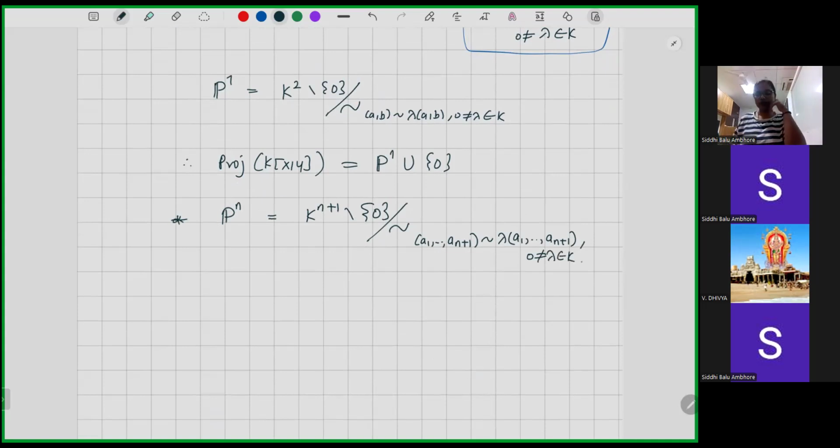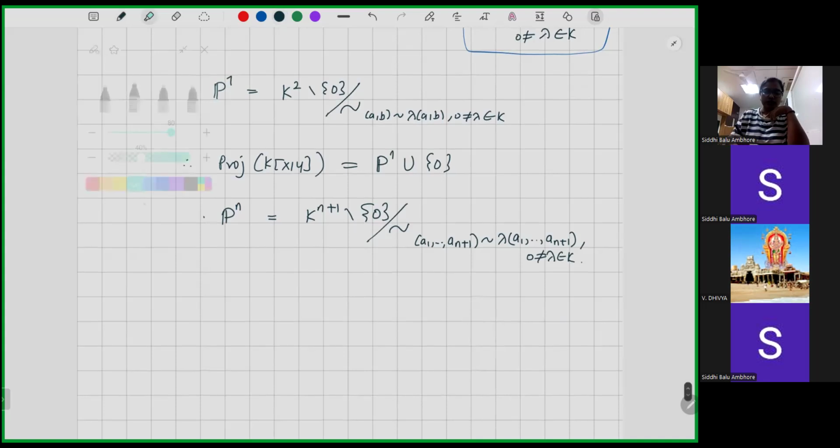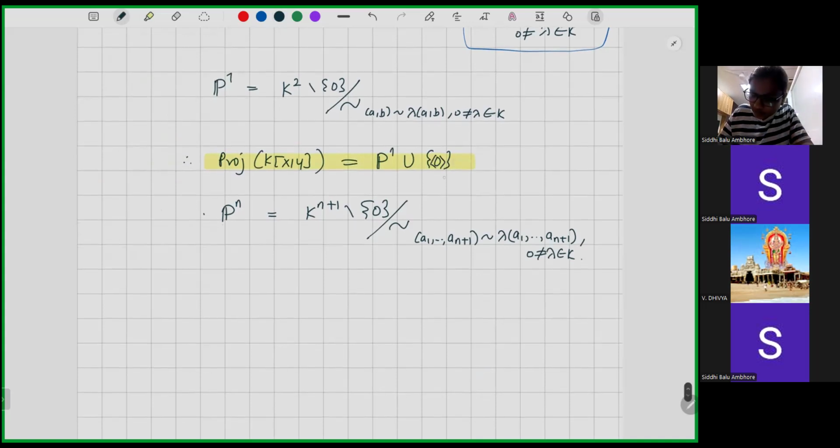Is this okay? This is what we needed, and we got it. Is this clear? So the Proj of k[x,y] is equal to this P1 union, and this is actually the ideal 0. Is that okay? The ideal generated by 0.